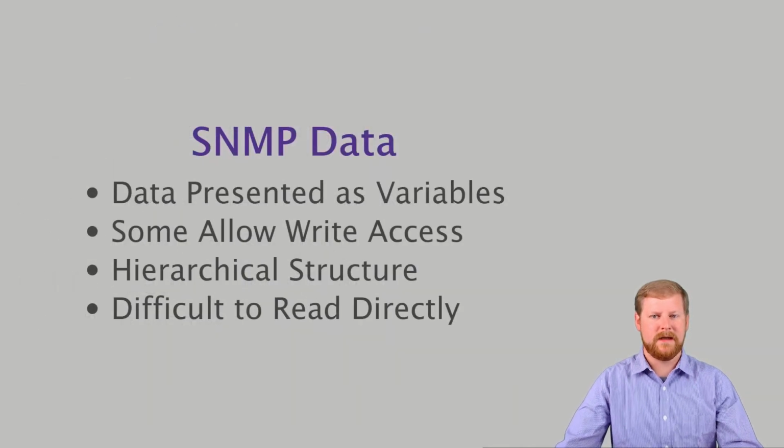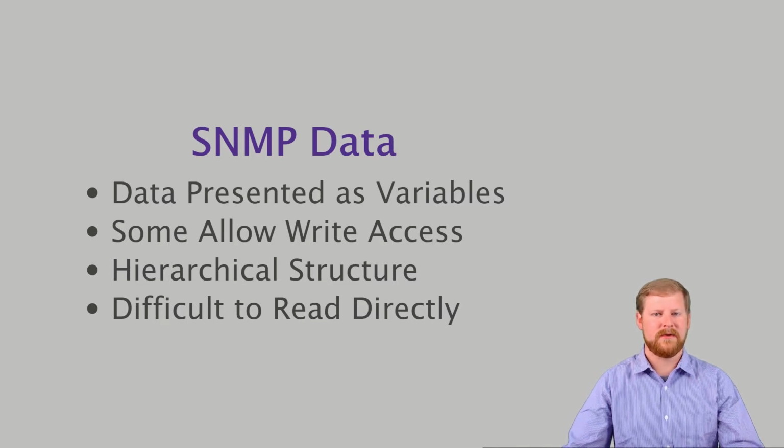In SNMP, the data is presented in the form of variables. The variables themselves have a very hierarchical structure so that similar types of data are grouped together. However, the variables themselves can be difficult to read directly since each level of the hierarchy is denoted by a number instead of a name.